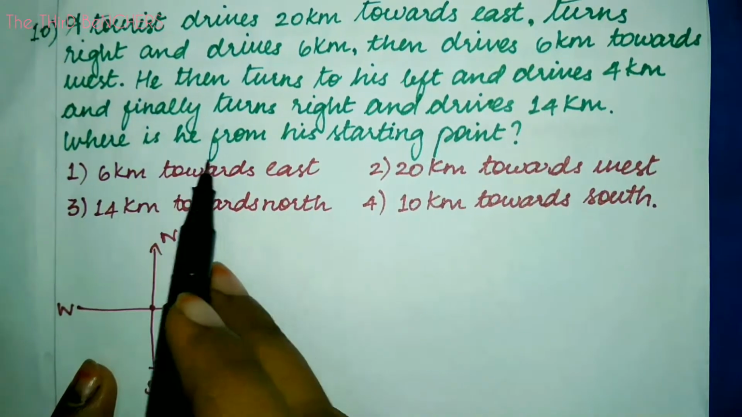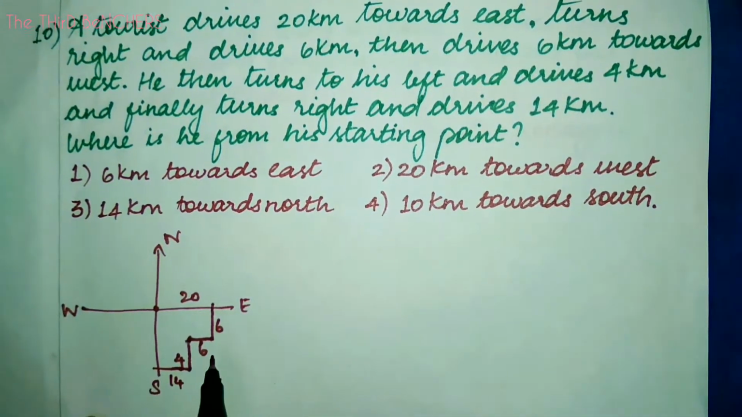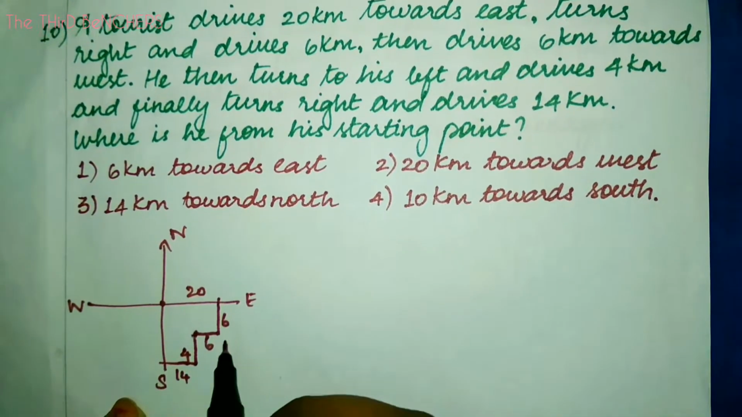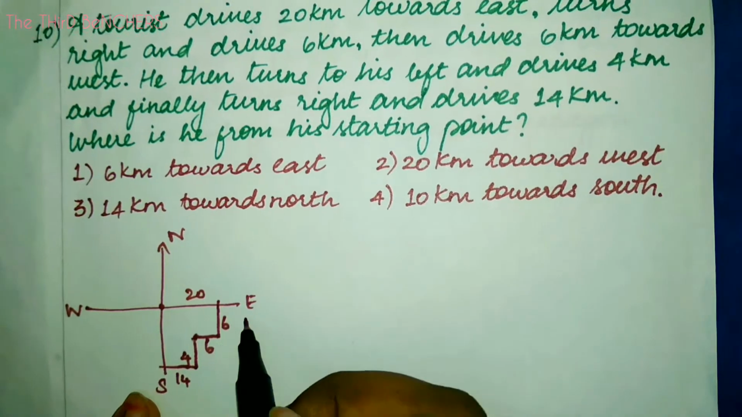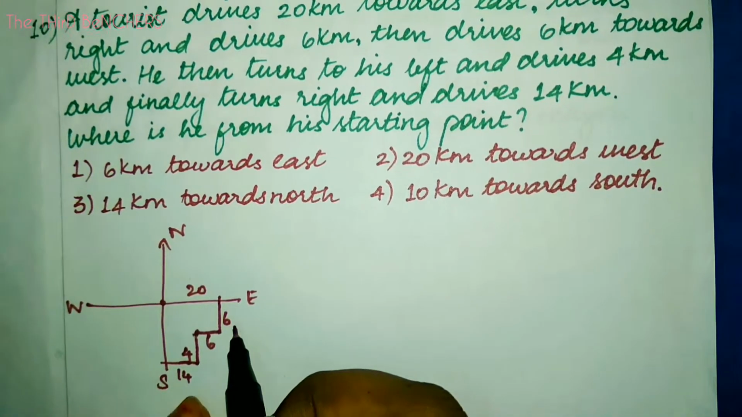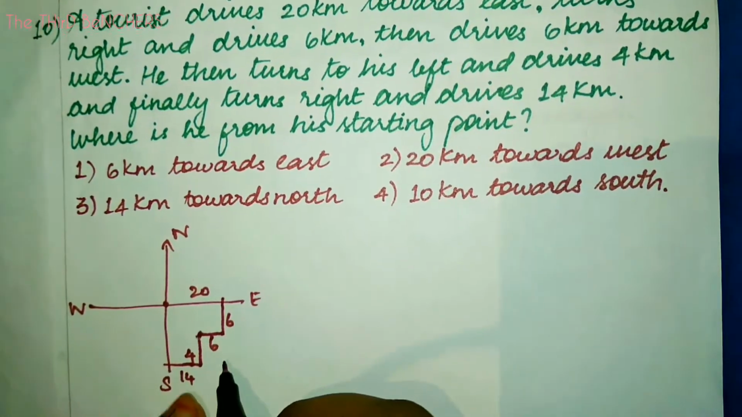Now where is he from his starting point? In order to find that, you can see in the y-axis the distance is 6 plus 4.